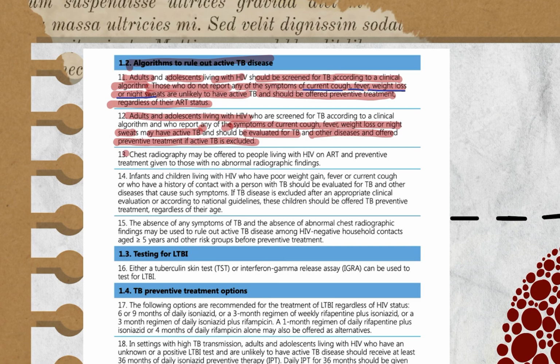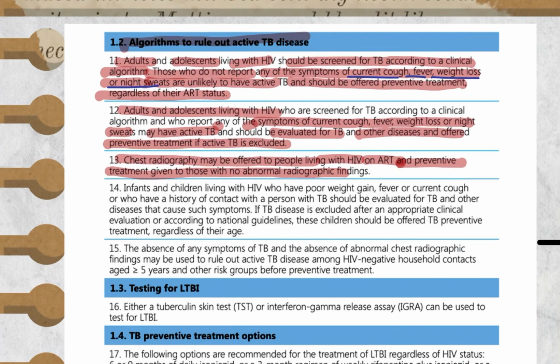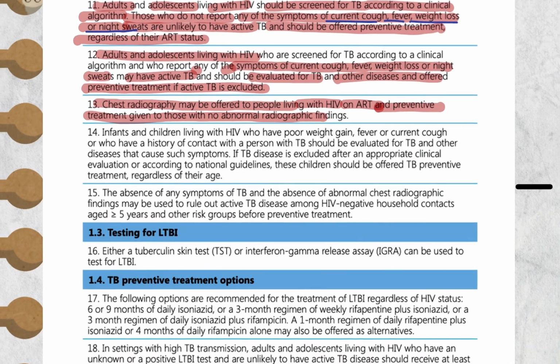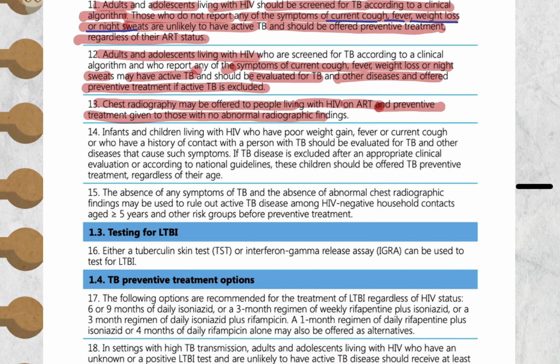Chest radiography may be offered to all people living with HIV on antiretroviral treatment and preventive treatment given to those with no abnormal radiographic findings. So we have to offer a chest radiograph before declaring a patient that he has no active TB.